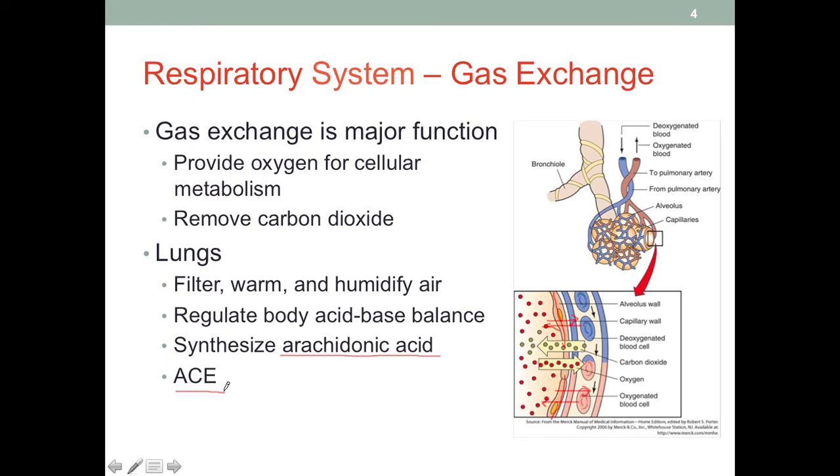If you remember the types of medications used for hypertension, there was one called an ACE inhibitor. That's the angiotensin converting enzyme inhibitors. And we remember that the names of these medications always end with pril, P-R-I-L. For example, lisinopril. That ending is indicating that it is an ACE inhibitor.